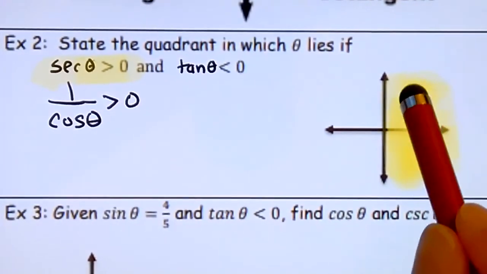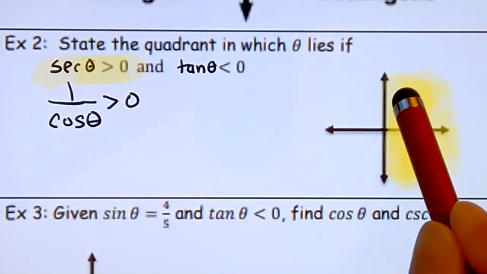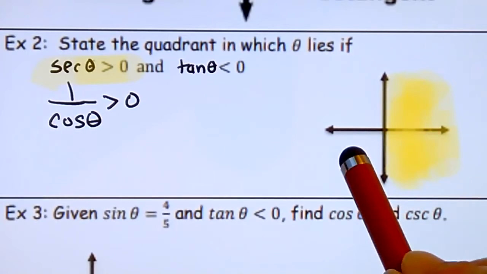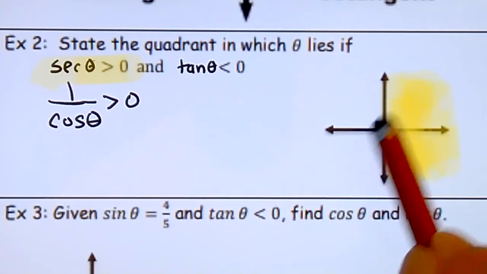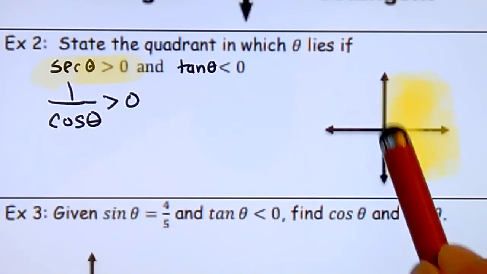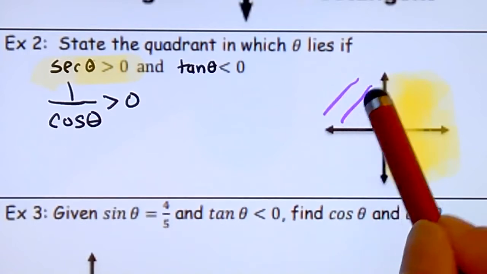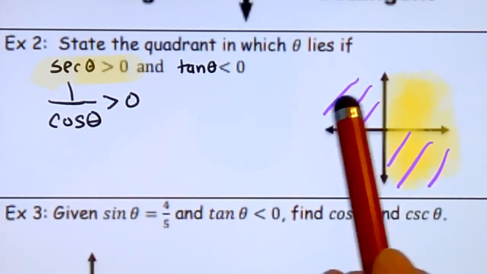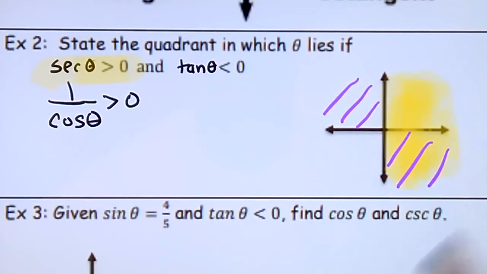So I know that in these two quadrants, my sine and cosine are both positive here, both negative here. So in these two quadrants, my tangent is positive. In these two quadrants, my tangent is negative. So I'm going to shade those. So now you see this is where my cosine is positive. This is where my tangent is negative.